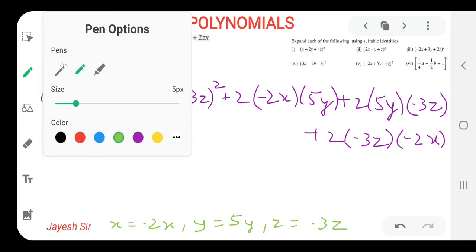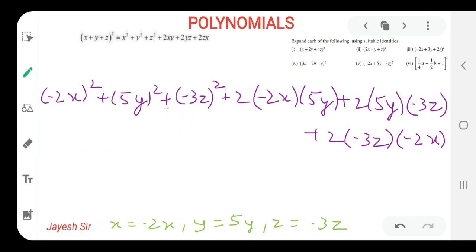Now we are on the verge of completing the sum. So minus 2 square is plus 4, so 4 as it is, and x square is as it is. 5 square, that means 25y square, plus minus 3z square. The square for this, minus 3 square is plus 9, and z square is z square.